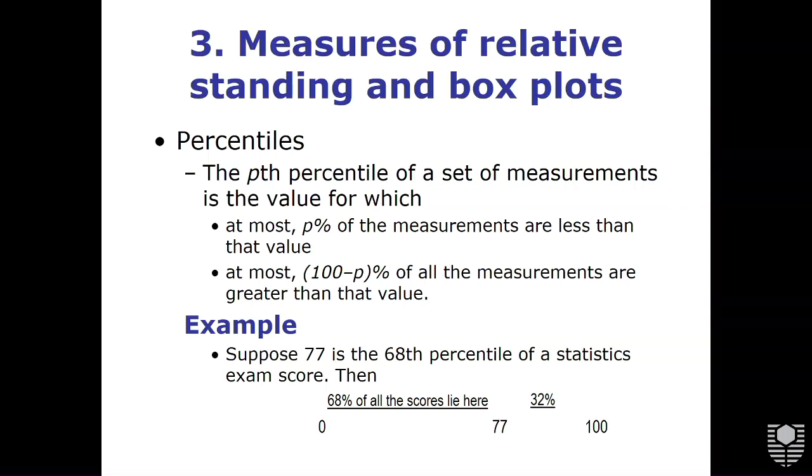So we're going to have some exercises. Suppose 77 is the 68th percentile of the statistics exam score, then 68% of these lie between 0 and 77, and 32% of these scores lie between 77 and 100. That is the percentiles. See? They're located into different percentiles, right?